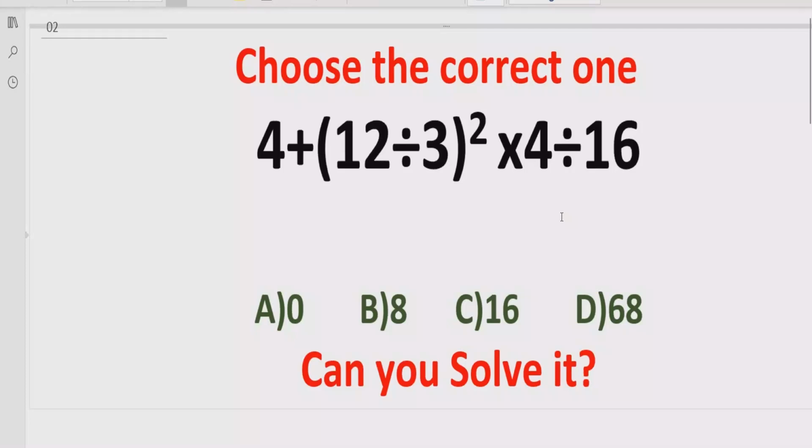Today we will solve another quiz which is related to arithmetic expression. The quiz contains the basic operations plus, multiplication and division. So we have to solve this quiz using the PEMDAS and BODMAS method and find out the correct answer. In the answer list we have four answers. A is 0, B is 8, C is 16 and D is 68. So let's see after solving it which answer is correct.